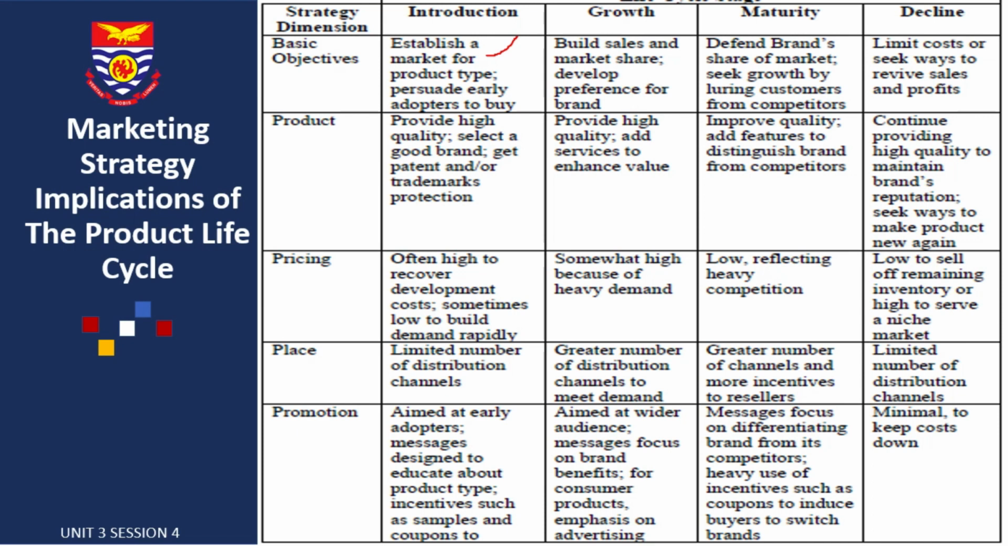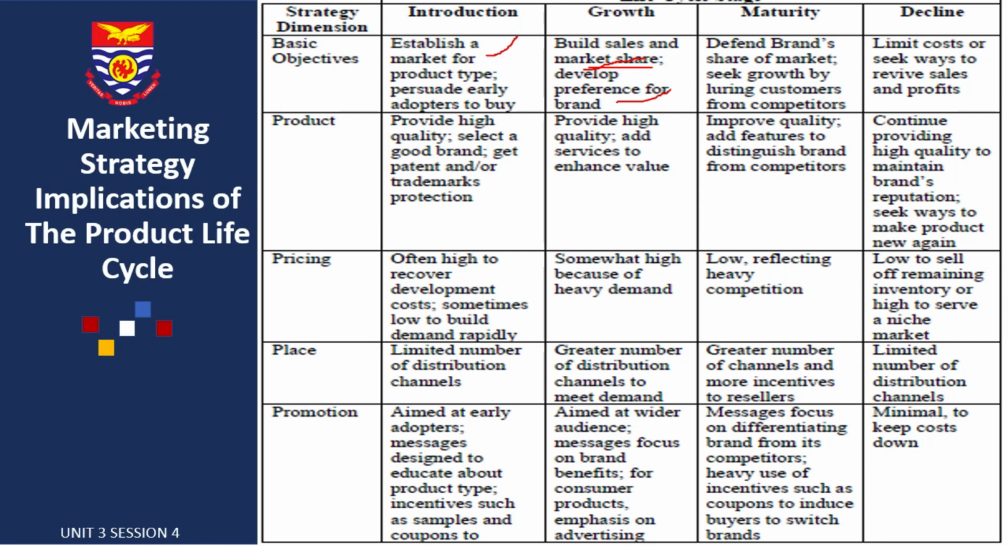At the growth stage, the basic objective of the marketer should be to look at building sales and market share, developing preference for the brand. So at the growth stage, the marketers should envision building sales or increasing sales and also capturing a very great part of the market share, and develop preference for the brand. Let customers have preference for the brand.